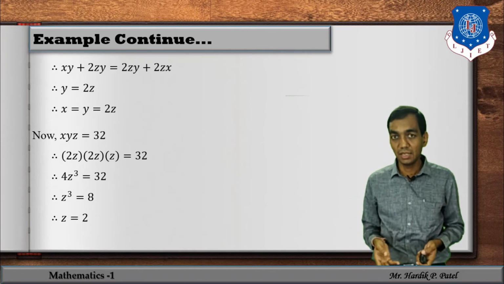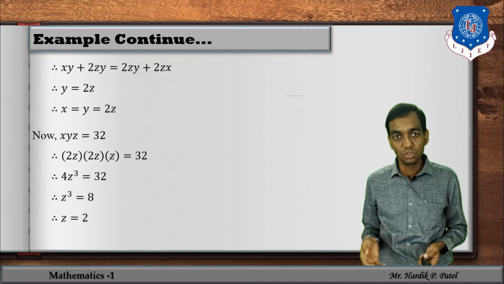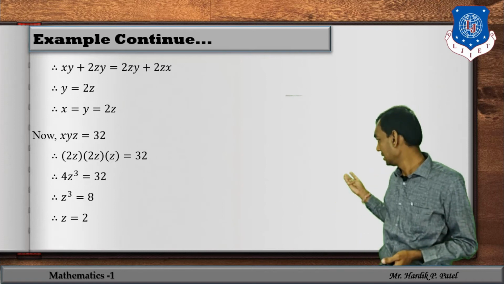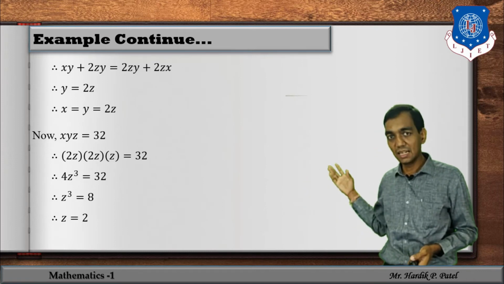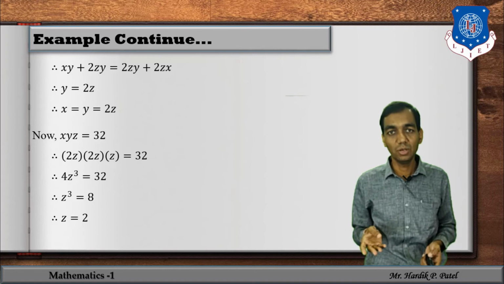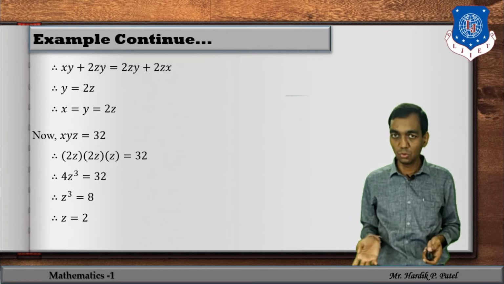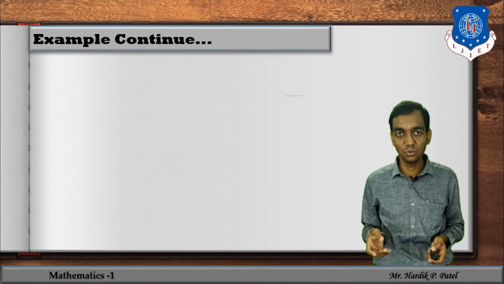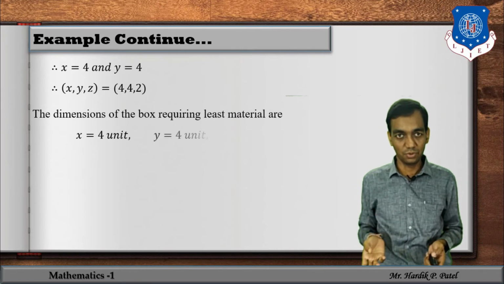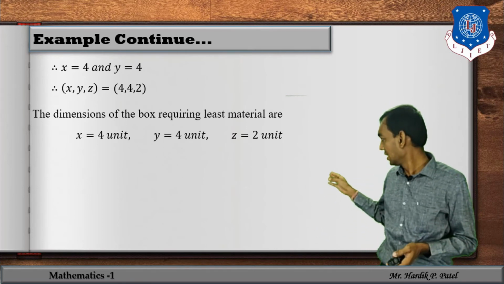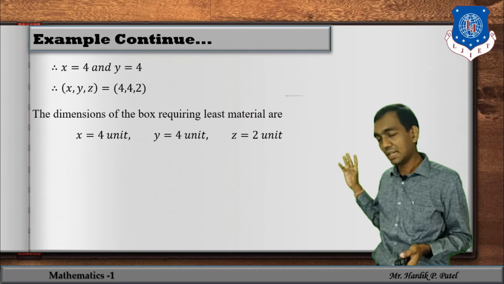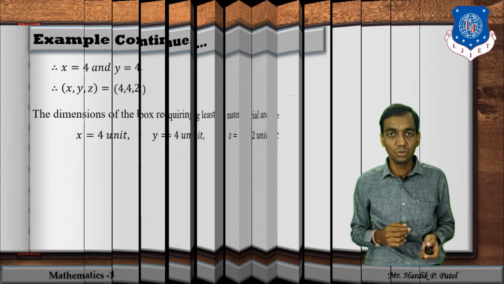But our condition is what? xyz = 32. So put the values of x, y and z in either form. So here we are going to write x = 2z, y = 2z and z = z. Then that will give you 4z³ = 32. That will give you z³ = 8. So you will have z = 2. Now we put these values in the relation, which gives x = 4 and y = 4. Correct? So your dimensions are 4, 4 and 2. If you are writing in unit form, then x = 4 units, y = 4 units, z = 2 units.